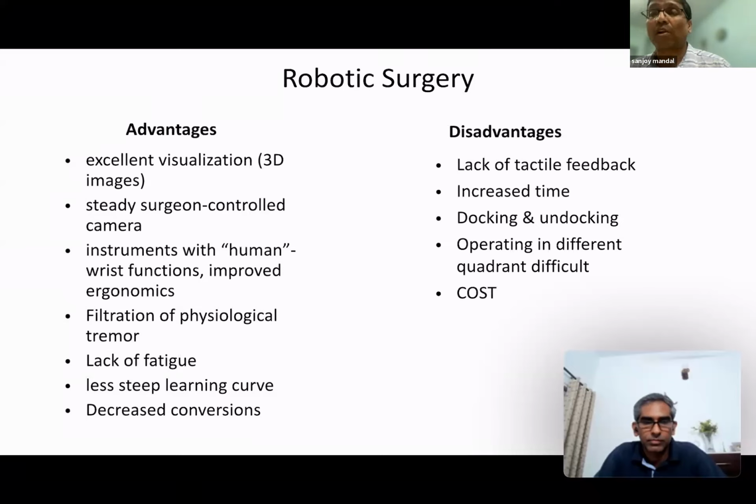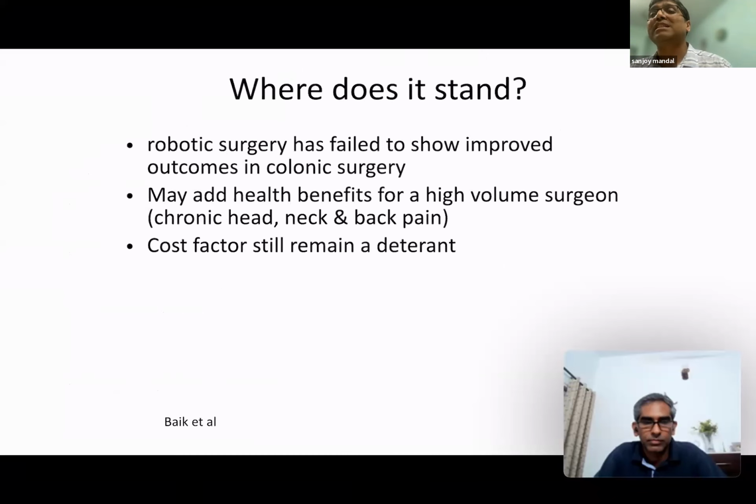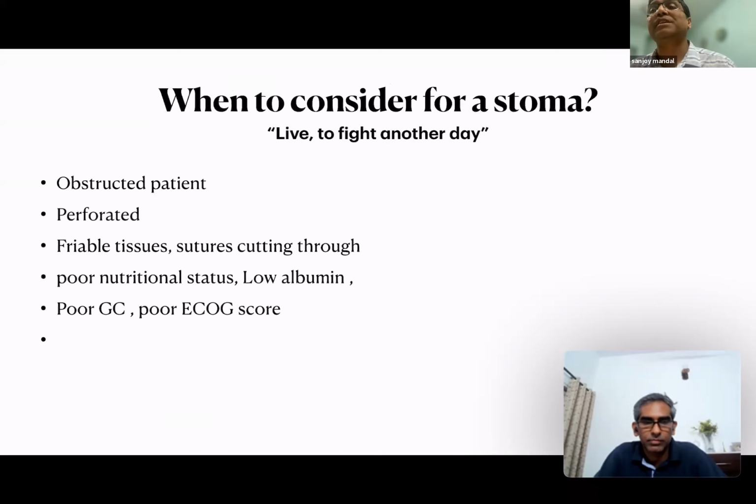Now, I'm not a robotic surgeon, and those who do robotics would be able to comment better on this. But yes, robotics has certain advantages, so where does it stand vis-a-vis colonic cancers? It's very important: most studies have shown that robotic surgery has failed to show improved outcomes in colonic surgery. It may add health benefits for a high-volume surgeon, especially older surgeons, because you are more comfortable and there is less head, neck, and back pain. But apart from that, head to head with laparoscopy, there are no clear advantages. Cost still remains an important deterrent for robotic surgery.